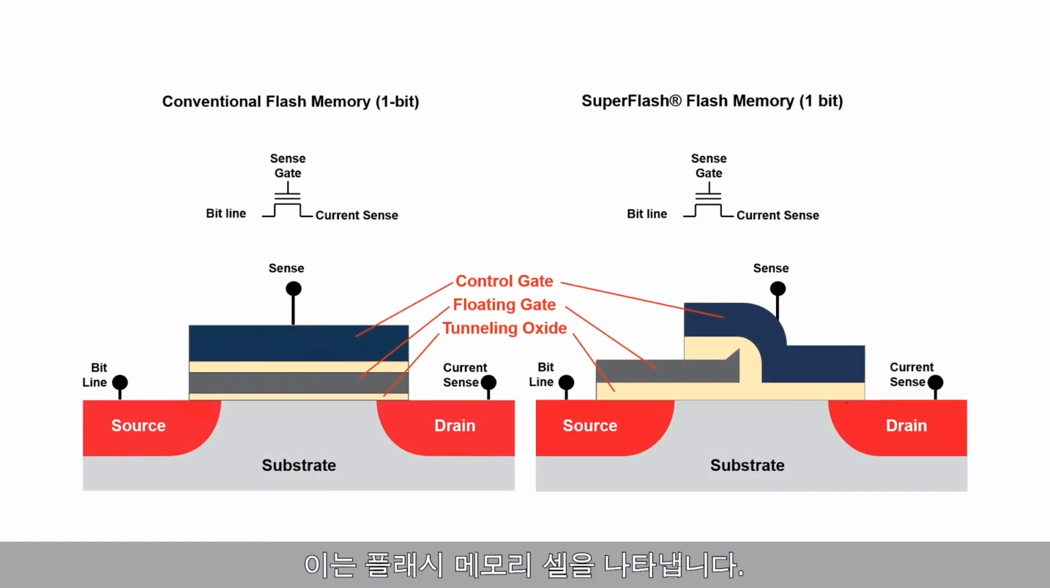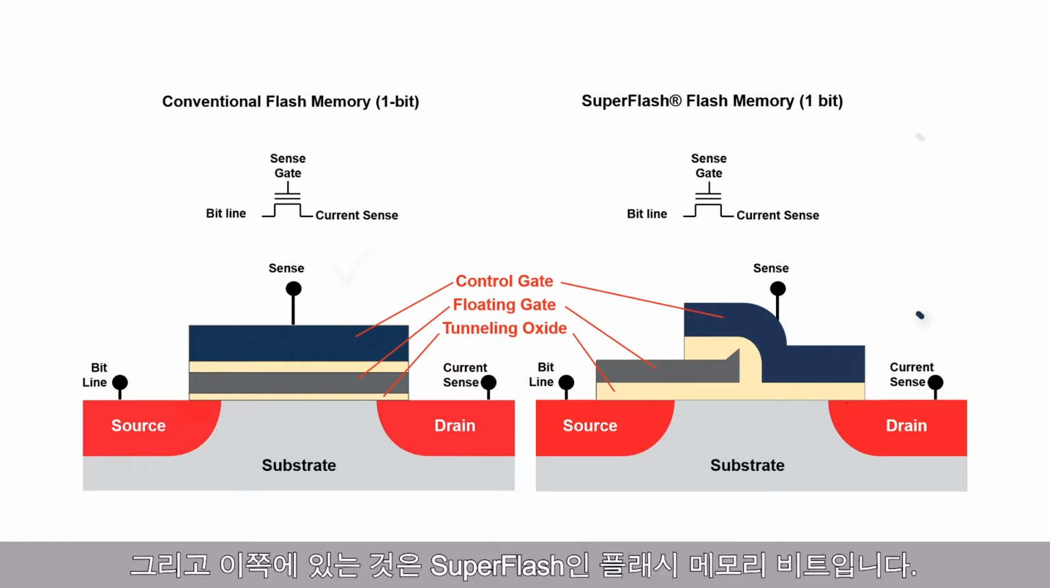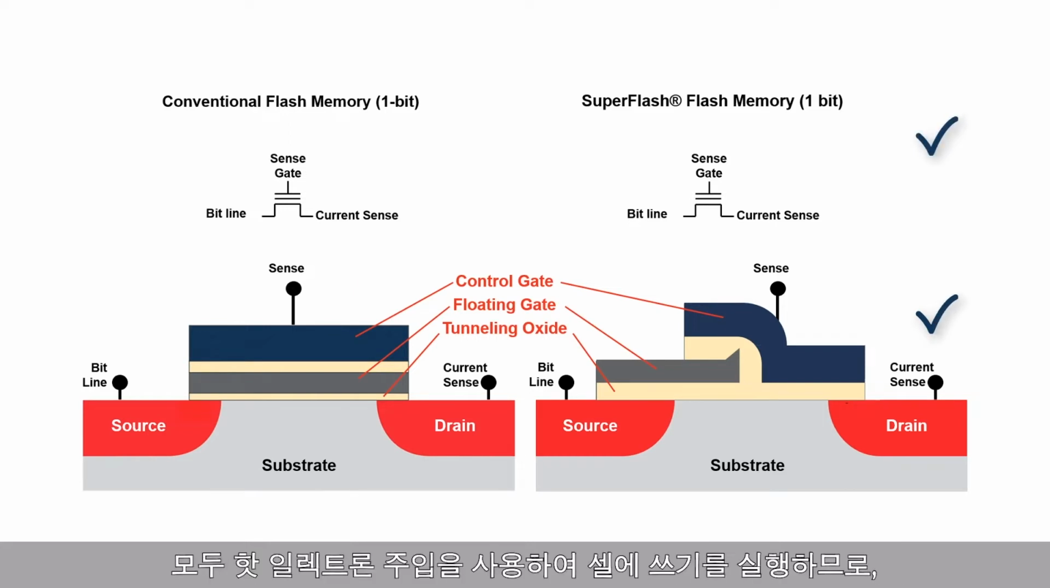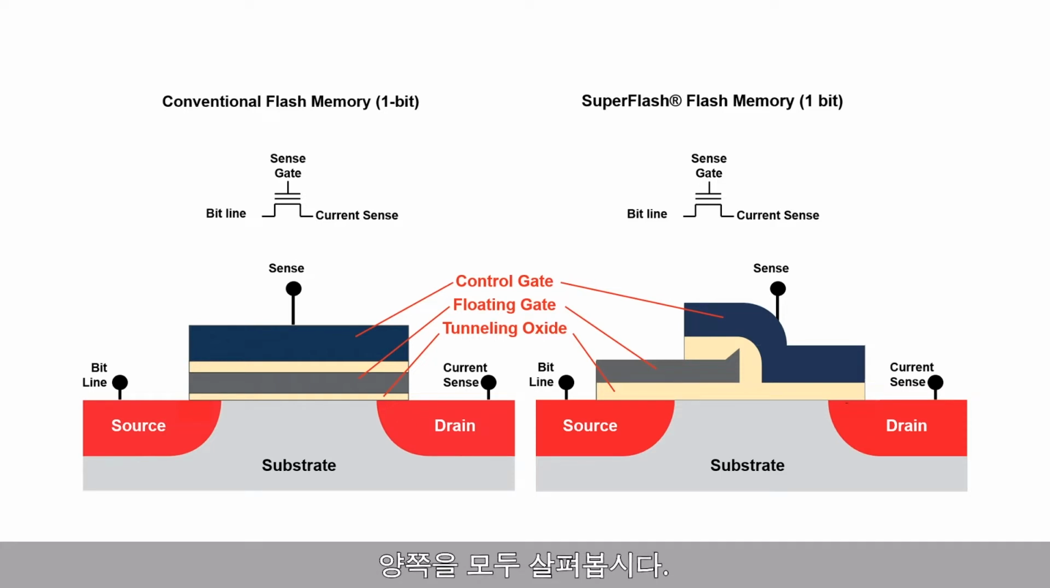Here is what a flash memory cell looks like on paper. This is the gate symbol and this is a cross-section drawing. And over here is a superflash flash memory bit. Both use hot electron injection to program or write the cell, so let's look at both.